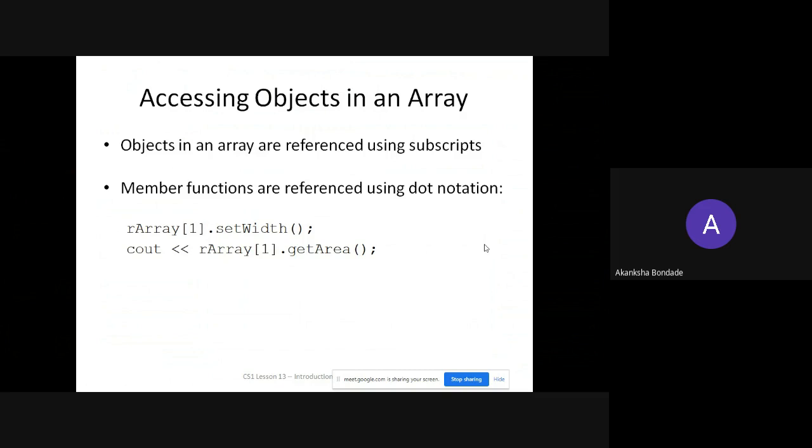And if I want to display the result with the help of a cout statement, we call this function as cout, then the insertion operator, then our array element 1 dot the member function getArea, and then a semicolon. So this is just the general syntax of accessing an array of objects in your class.